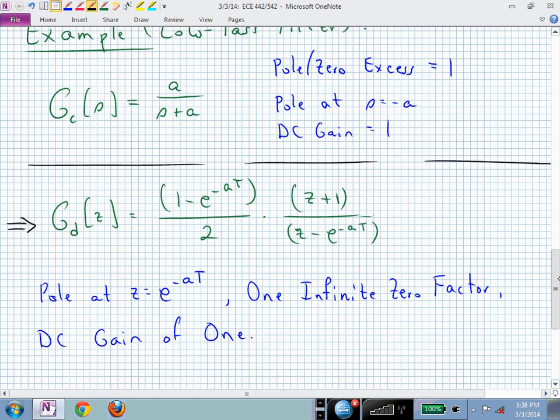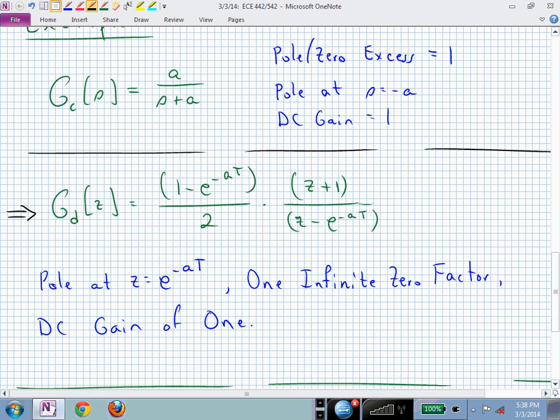Then we map that into a discrete equivalent by taking the pole and placing that pole at e to the minus AT. We had one infinite zero. That means we have this one factor, z plus 1, in the numerator. There were no finite zeros to map. And then we matched the gains at DC, and that's what that leading expression is in front. That's the gain needed to give G sub d of z a DC gain of 1, G sub d of z evaluated at z equal to 1. That's where you would check its DC gain.